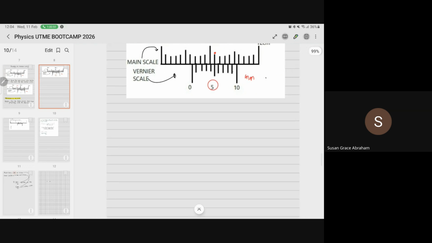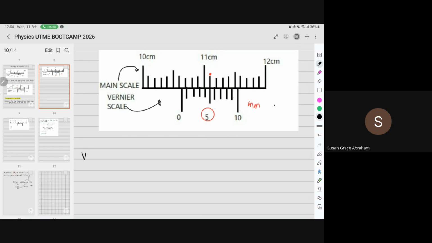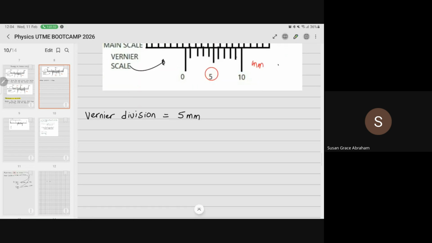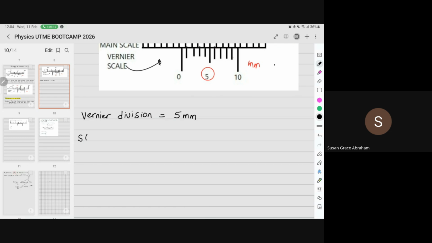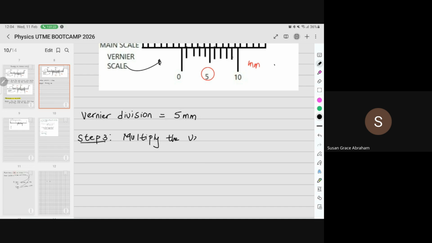So the vernier reading is 5. Let's call it the vernier division, which is equal to 5 millimeter, right? Then step 3 now. For step 3, we're going to multiply the vernier division by the precision. Have you seen where that precision is coming from now?